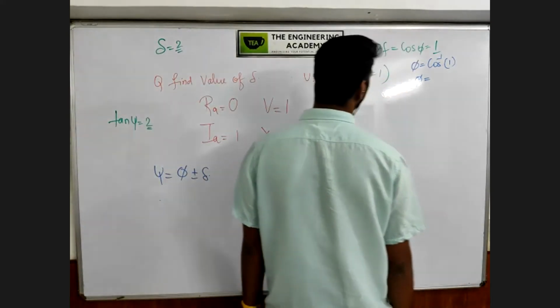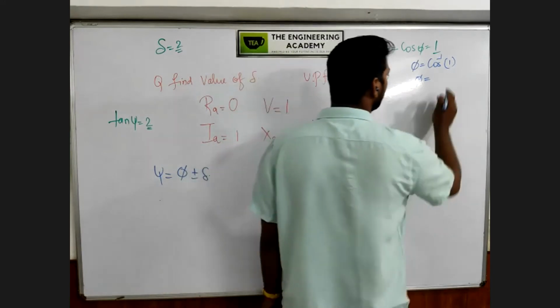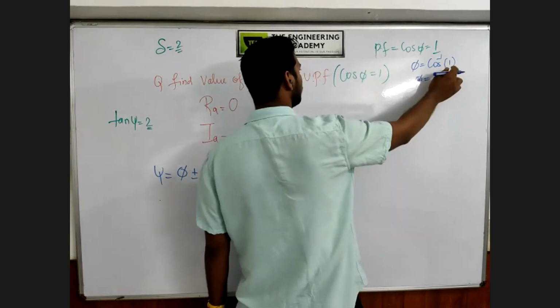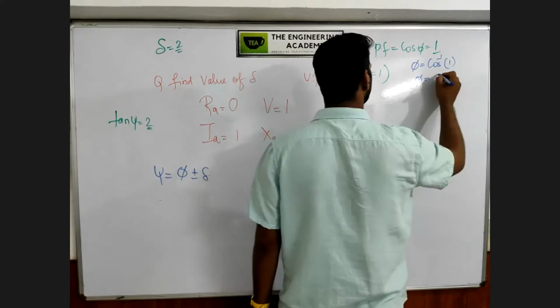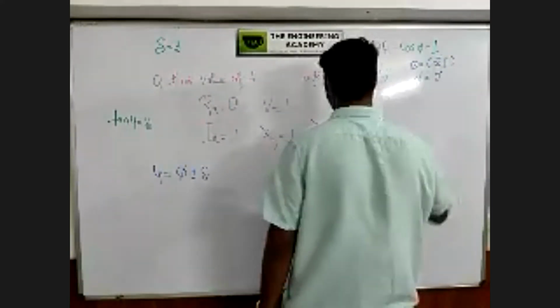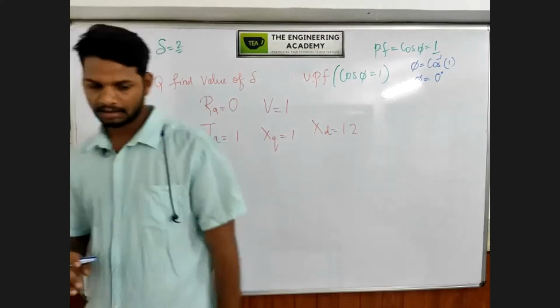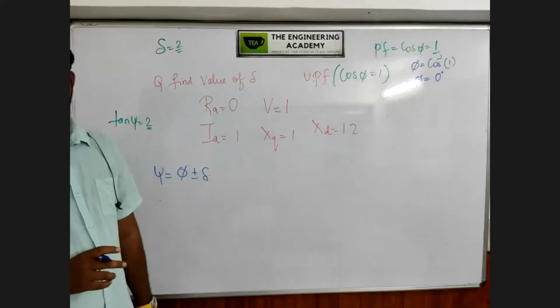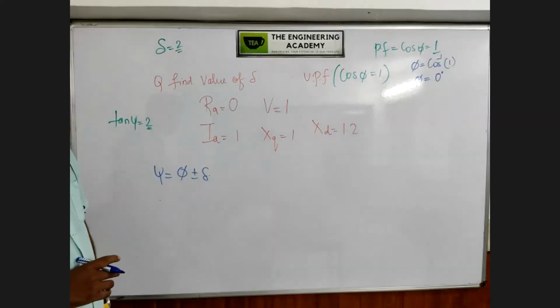Can anyone tell me the value of phi? When does the cos value occur as 1? Zero. It is at 0 degrees. Is that right, or is it wrong?